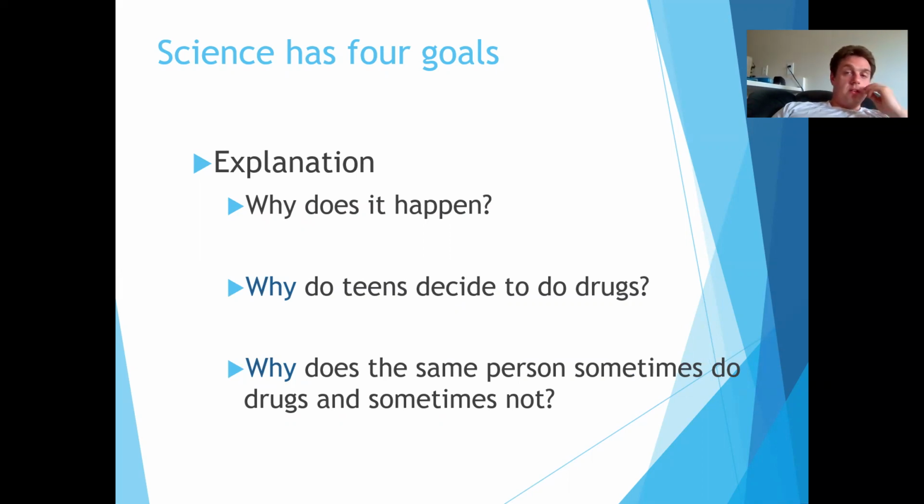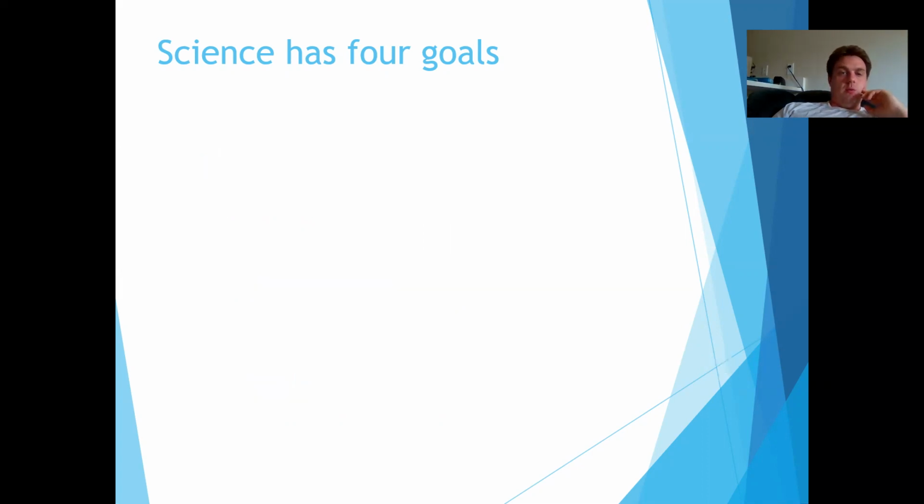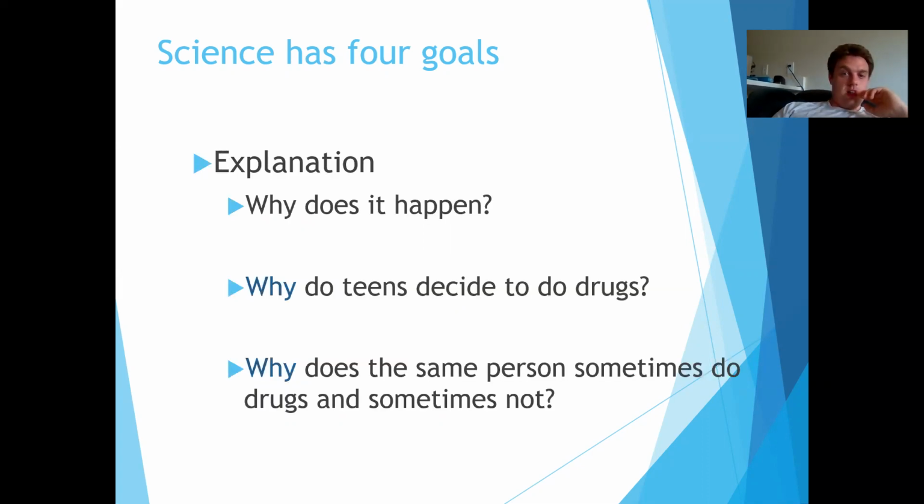Another goal is explanation, building off the description. So once we know that something does happen, okay, well, why does it happen? Why do teens decide to do drugs, or why do they decide to smoke? Why do we forget things? Why do we find some sources of information believable, sometimes not? Why does the same person sometimes do drugs and sometimes not? So, big emphasis on the why.